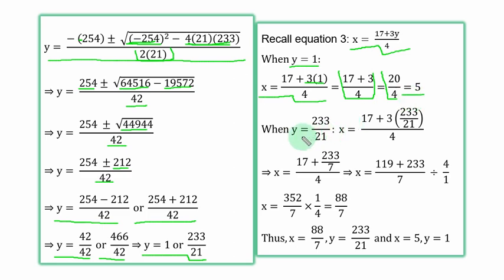Then when y is 233 over 21, s is equal to 17 plus 3 times y now. So this is the value of y, the second value. Then you divide by 4. From here, you can divide 21 by 3. When you do that, you have 7 remaining. So s is equal to 17 plus 233 over 7, then everything over 4. So this over 4, let us treat it as divide by 4, then all over 1, to enable us simplify the numerator easily. To do that, you can write 17 all over 1.